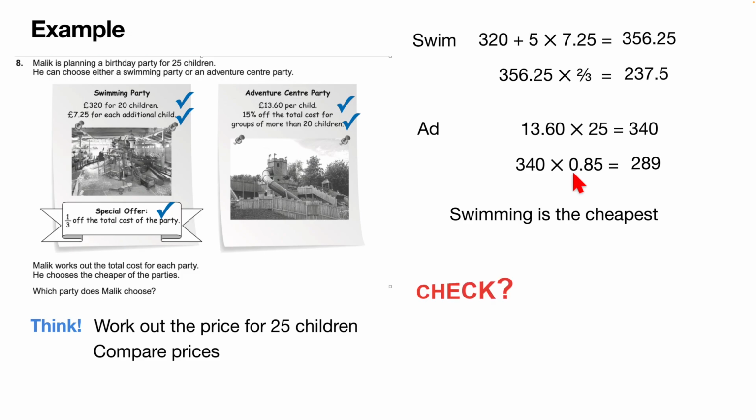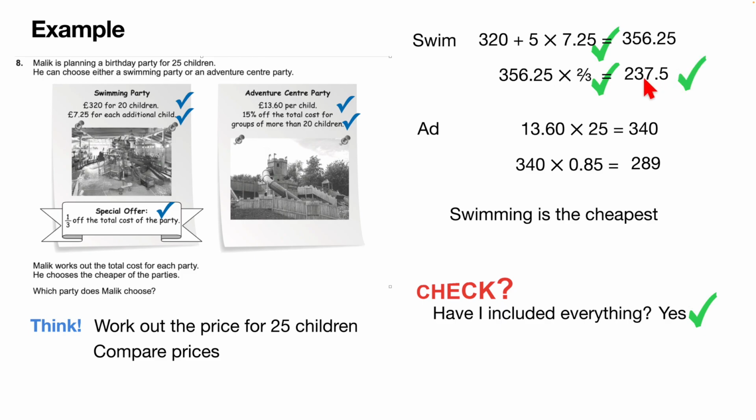Let's have a quick check. And the check is, have I included everything? 320 and added on 5 of those and took off a third. Well, multiplied by 2/3, yes. 13.6 per child, 15% of the total cost. Yes. Answer's yes, so I'm happy with this. This question scores 7 marks, and look at the amount of work to be done. Hardly anything at all. I get a mark for getting these 2 equations right.